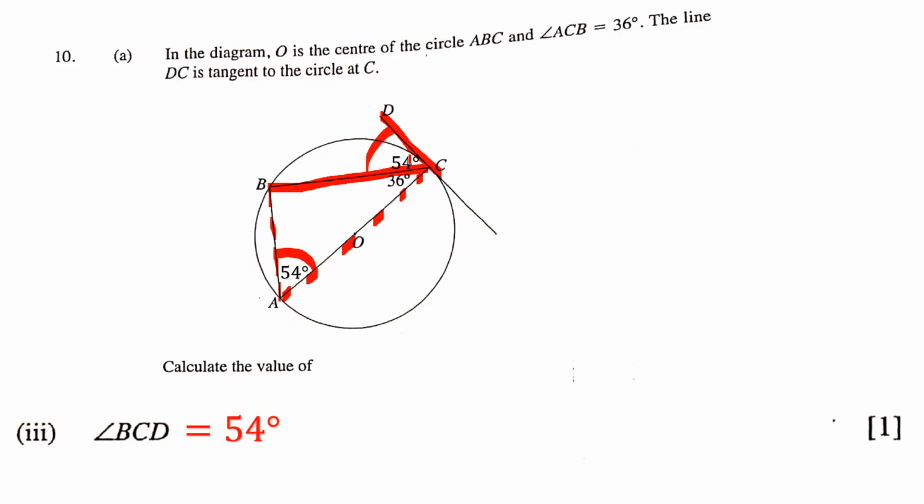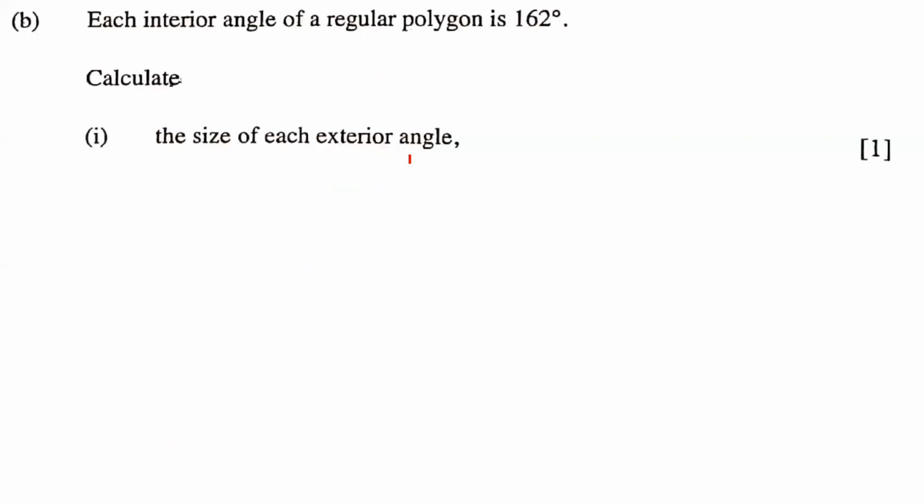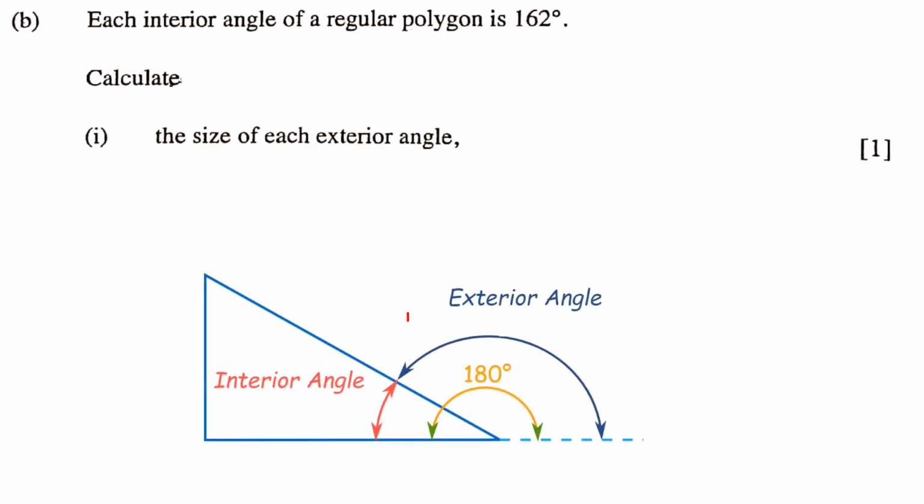All right, so let's move on to question BI. It says each interior angle of a regular polygon is 162. Calculate the size of each exterior angle. Well, we know that the interior angle is the angle that's inside the polygon. The exterior angle is the angle that's outside.